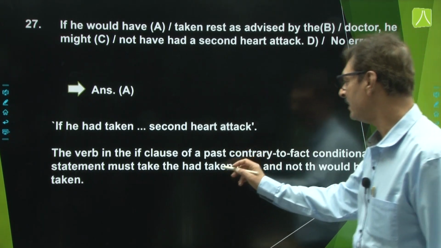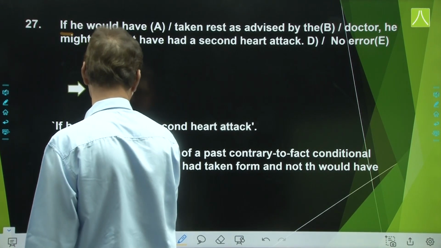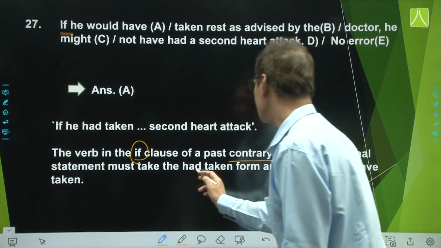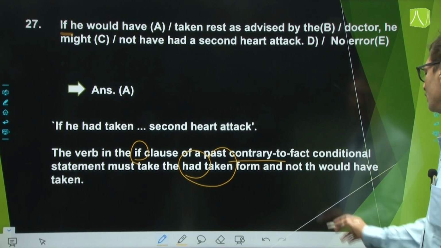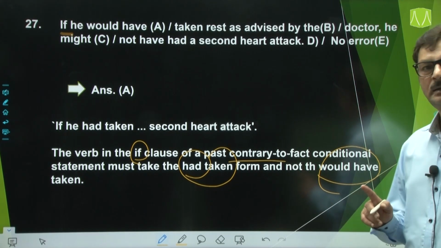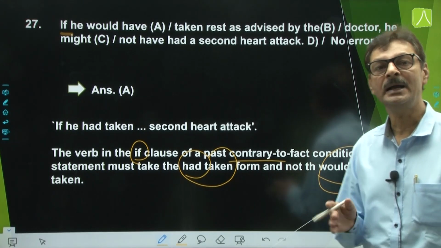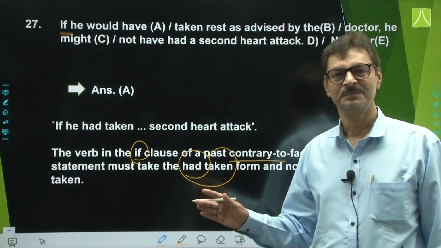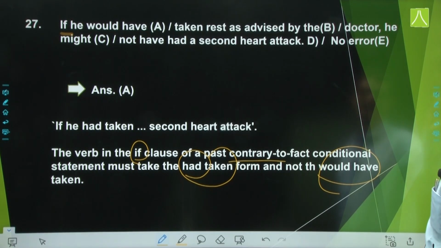The verb in the if clause, yes, ये if clause है. तो जब भी if clause आता है उसको ध्यान रखना. The verb in the if clause of a past contrary to fact conditional must take "had taken", not "would have taken". If आ गया तो had taken. If I had worked, if I had done the work, if I had studied regularly, I would have cleared my exam. तो if आ गया तो ध्यान रखना है, you have to go with the past.